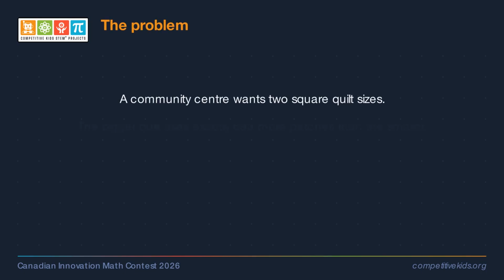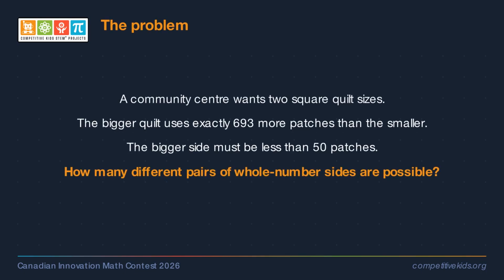A community center wants 2 square quilt sizes, so the bigger quilt uses exactly 693 more patches than the smaller one. The bigger side must be less than 50 patches. How many different pairs of whole number side lengths are possible?